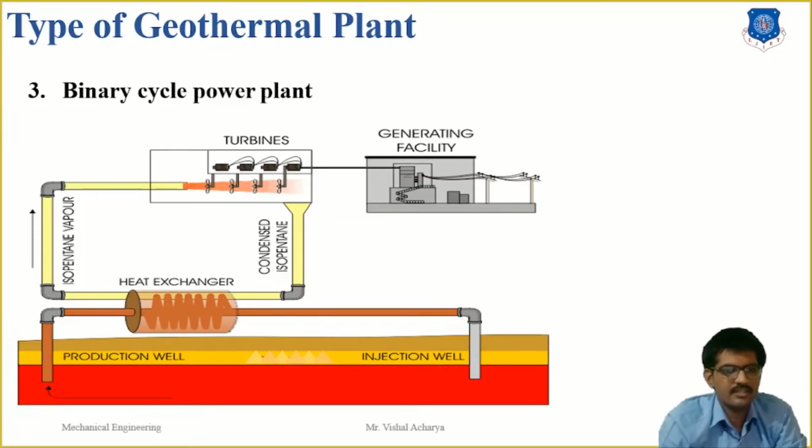In a binary cycle power plant, the heat of the hot water is transferred to another liquid, called the secondary fluid. The heat of the hot water causes the other liquid to change into steam, and then this steam is used to rotate the turbine. It is the most recently developed power plant, which may be operated at a temperature of at least 57 degrees Celsius.